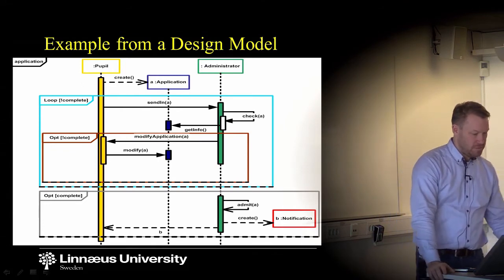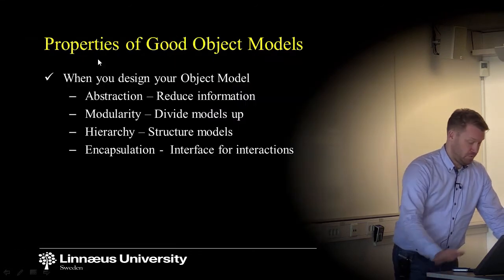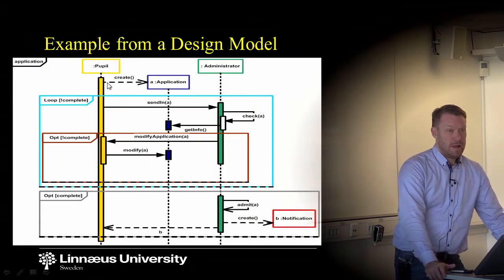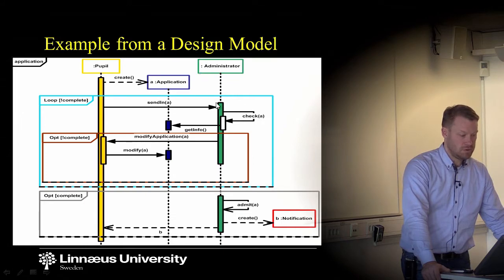So what we have here is that from the start, we have some object of this type. We don't really have a name for it, it's just some object of this type. And this object invokes a constructor. So this is a constructor method, okay? That creates an instance of the application type class with a name A. Then we have some other object over here just representing some administrator, also not named.